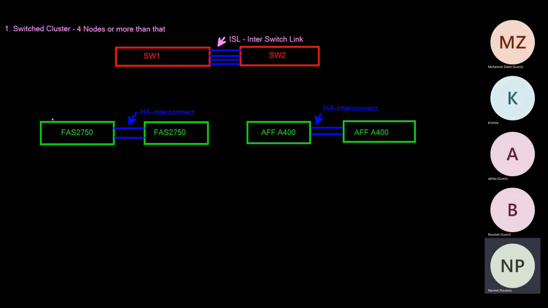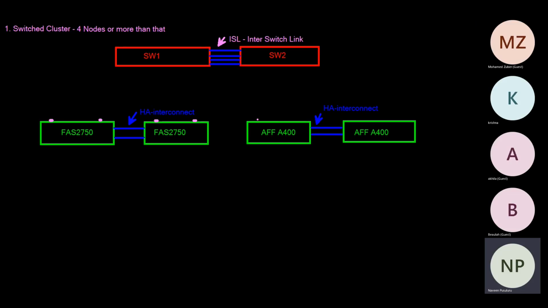Normally, based on the model, our controller will have ports, right? Two 10 GB ports, or more than that in a few models. In FAS 2700, it will have two 10 GB cluster ports. Every controller will have two 10 GB ports. These are the pre-configured ports. You cannot use these ports for any other purpose.